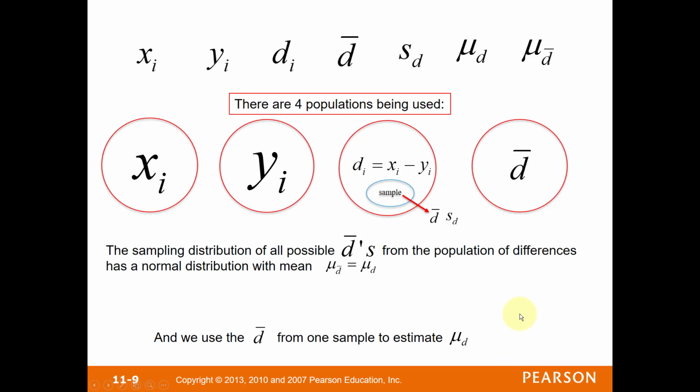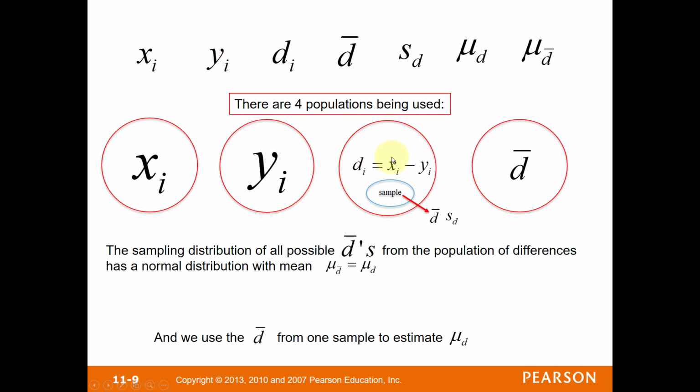This is a really important slide, and there's a lot of symbolic information here, and I'm going to go over it carefully with you so that you understand. Whenever you're doing this matched pair situation, you're always dealing with four populations, and let's examine that. You have the first population that we're going to label X subscript i. Then we're going to have a second population, and all the data values in that are going to be Y subscript i's.